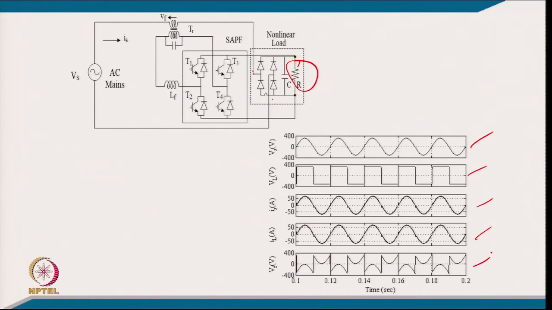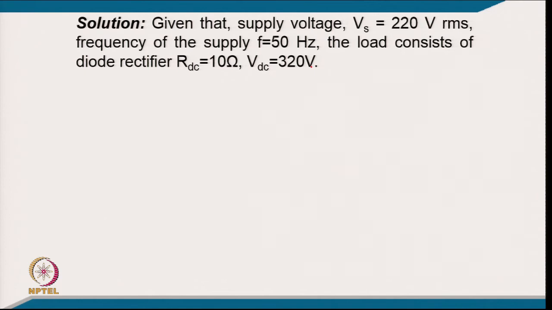Since we want a higher voltage at the output, the series active filter rating has to increase, because it has to inject the additional voltage, the fundamental voltage also typically, so that this voltage increases to 320 volt. Coming to the typical numerical solution: given a supply voltage of Vs equal to 220 volt RMS and supply frequency of 50 hertz, the load consists of a diode rectifier with a resistance of 10 ohm and a DC link voltage of 320 volt.